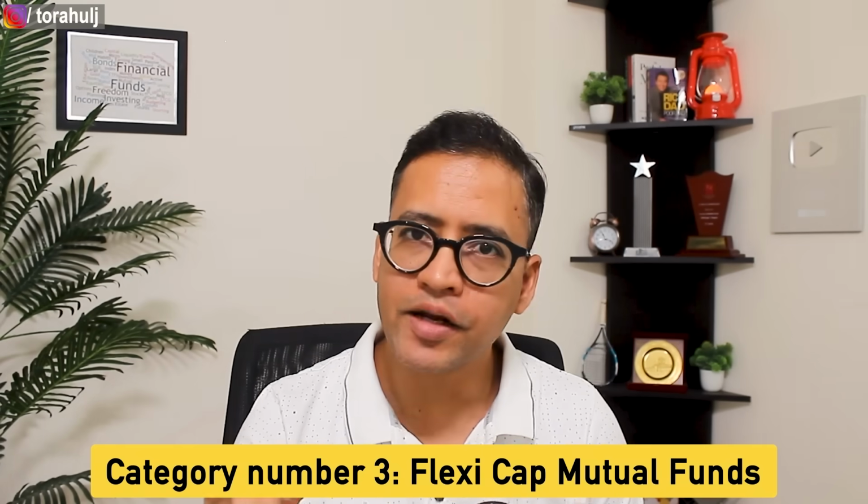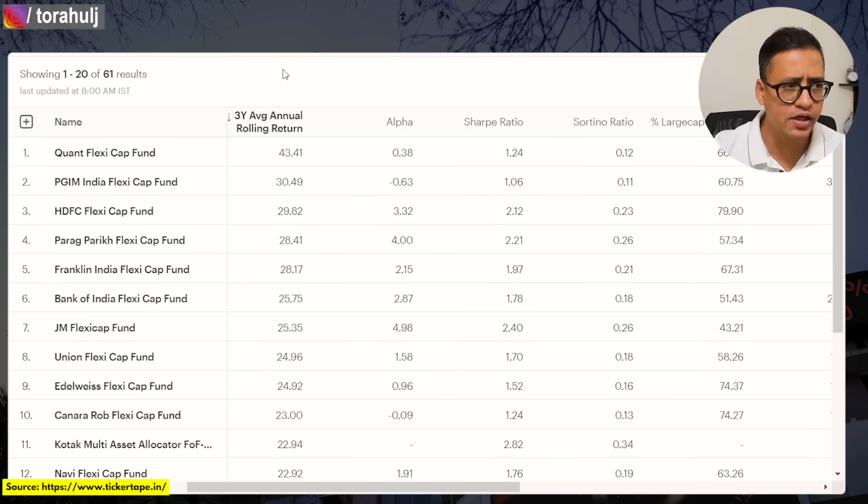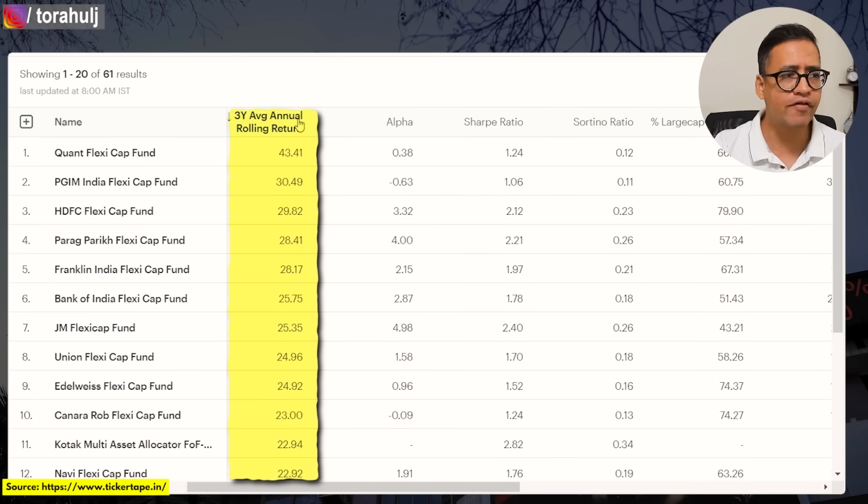Let's move to category number 3, which is Flexi-cap mutual funds, and have a look at my screen. And what you will see, based on the 3 years average annual rolling returns, you will see Quant is number 1, followed by PGIM at number 2, number 3 HDFC Flexi-cap mutual fund, number 4 is Parag Parikh Flexi-cap mutual fund, and lastly number 5 Franklin India Flexi-cap mutual fund.